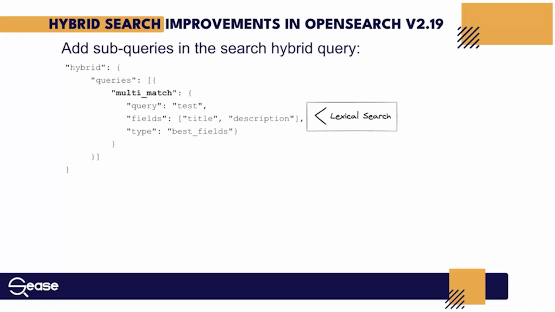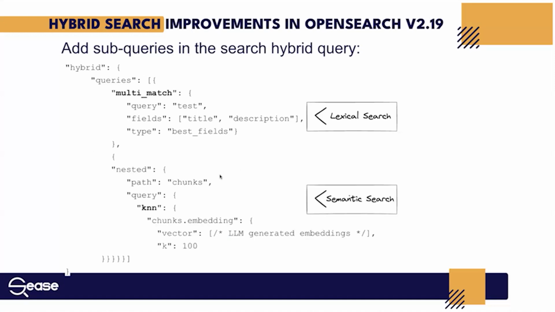So we have the query. Let's say we provide the query, and then the fields we want to search: title, description, whatever the fields are. And the type is best_fields here. We are saying that if any of these fields match the query, just return that one. That's why we are using best_fields here. By default, this is best_fields anyway.